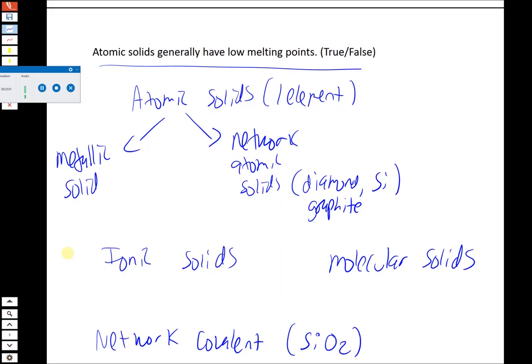So what you have is, for atomic solids, you have metallic solids, which are going to be moderate to high. I'll write these in red. So the melting point's going to be written in red here so you can see it better. Moderate to high.